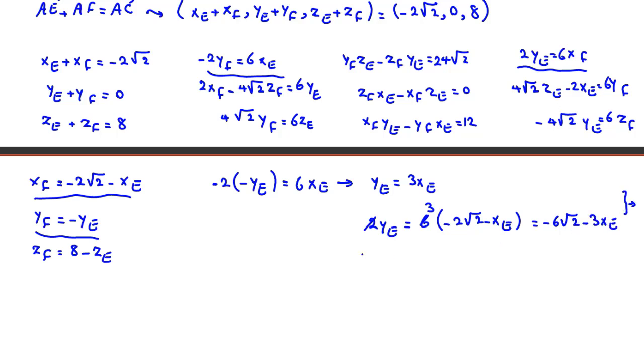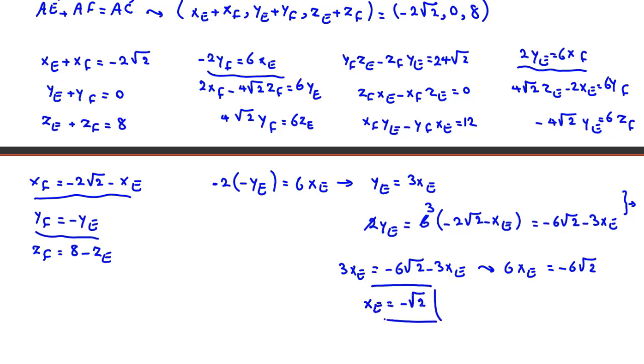If we combine these two things, because ye equal to ye, 3xe equal to negative 6 root 2 minus 3xe. If we take 3xe to the left-hand side, 6xe equal to negative 6 root 2. So xe equal to negative root 2 is the first important thing. Now we want to calculate xf. Xf equal to negative 2 root 2 minus xe, minus root 2. It will be minus 2 root 2 plus root 2, which is negative root 2. So that is xf.